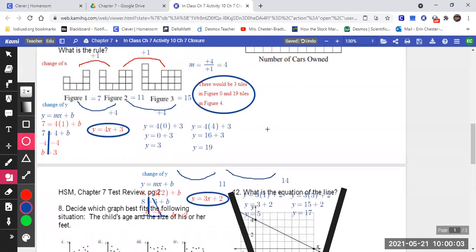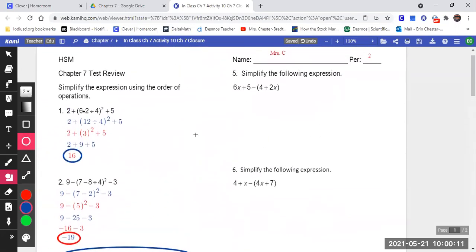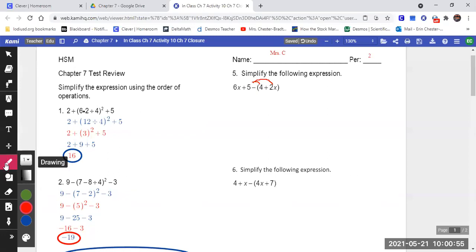Scroll back up to the top. Simplify the following expressions. We've done this before. What would be our first step to simplify this expression? It still uses the same order of operations. So what would parentheses, but what's the fancy word for this type of parentheses that we have to go with? Because that's what we're doing for this one. Not cleaning up the parentheses inside, handling the parentheses outside.